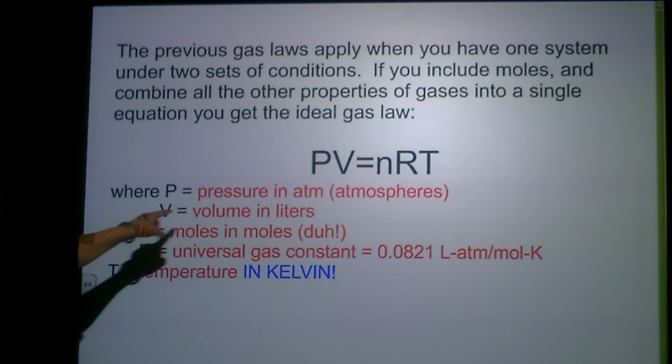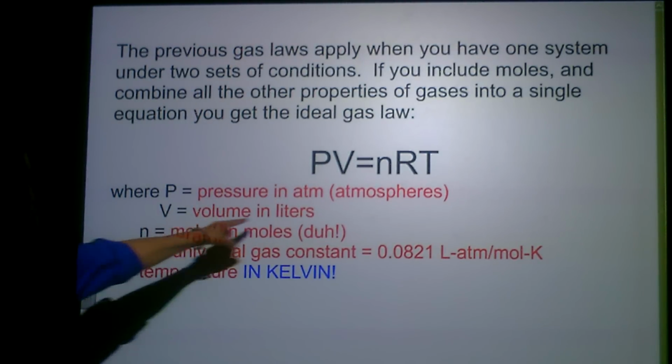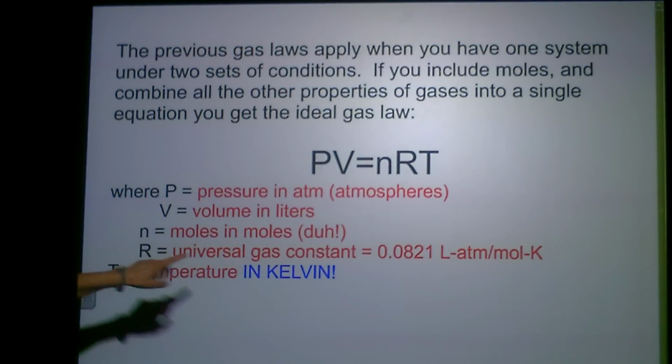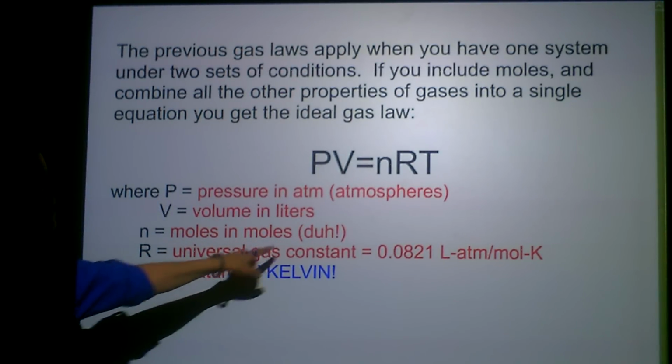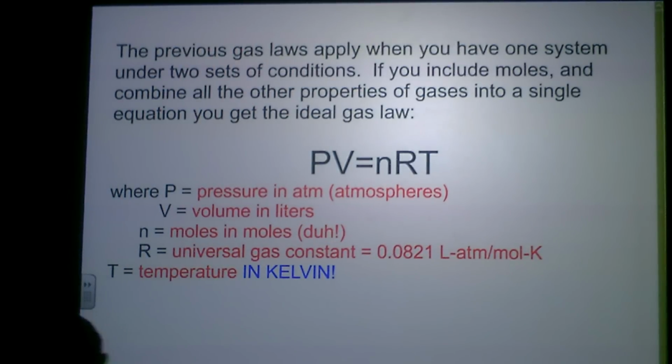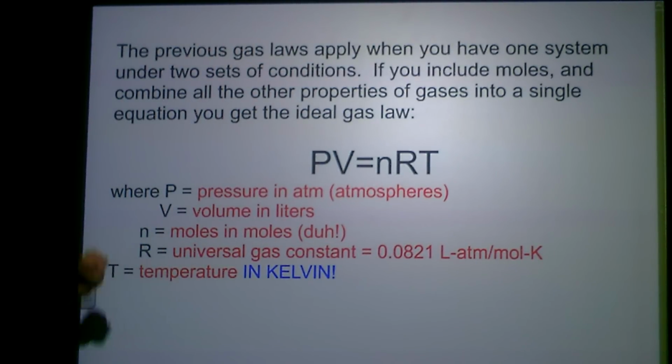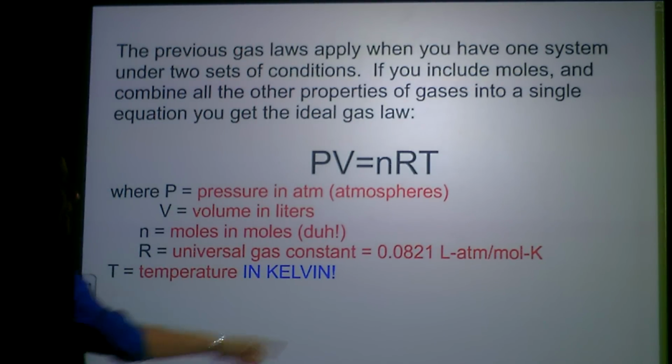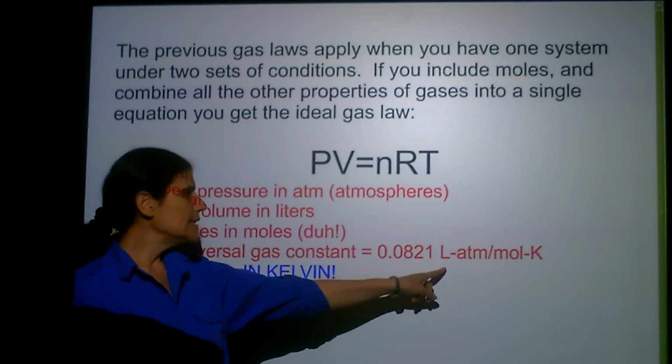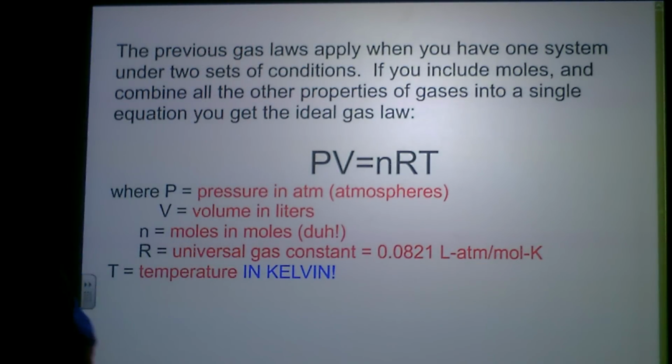In this equation, pressure is P, and it's always in atmospheres. V is the volume, and it must be in liters. n is the number of moles, and guess what? Moles is in moles. R is the universal gas constant. Constant means not changing. And that is equal to 0.0821 liter atmospheres divided by moles times kelvins. And then T is the temperature in kelvins. And like the other gas laws, it's really important that you always convert T to kelvins when solving these equations.